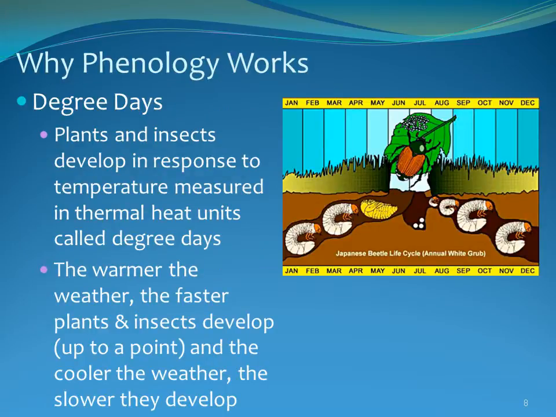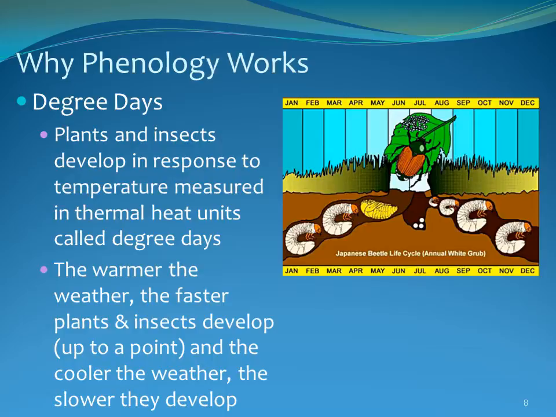And that segues perfectly into talking about degree days and why phenology works. As I've already mentioned, plants and insects develop in response to temperature that is measured in these thermal heat units that are called degree days. And usually these degree days start accumulating sometime in March, and they continue through the growing season. The warmer the weather, the faster the plants and insects are going to develop, up to a point. That point is usually somewhere around 86 degrees. Many plants will start to shut down at that point, and many insects also will have the same sort of thing happening.